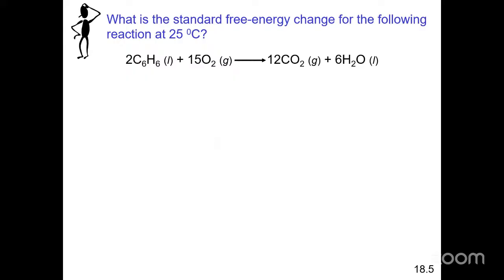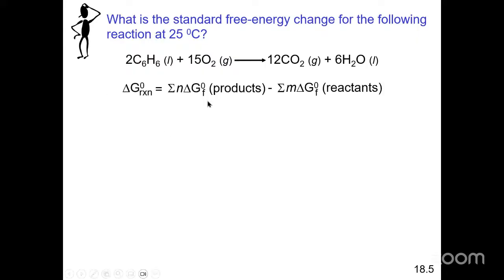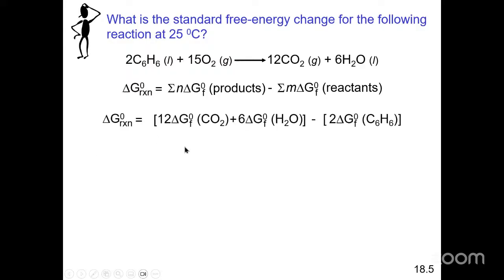It says, what is the standard free energy for the following reaction? And this reaction is basically the combustion of a compound known as benzene, right? So again, same approach. It's the sum of the standard free energy of the products minus the sum of the standard free energy of the reactants, right? So basically, we have to take into account the coefficients, the 12 and the 6 for the carbon dioxide and water, and the 2 for the benzene. And you'll notice that they did not include oxygen.